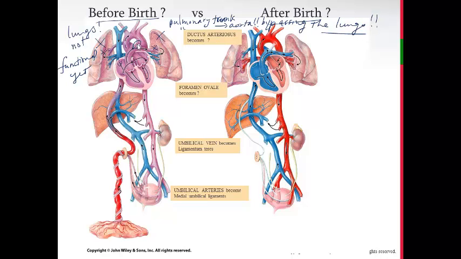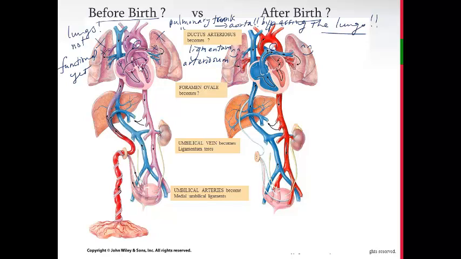Now, that's one structure over here. After birth, our lungs are working. They're happy and doing their job. So this becomes a fiber. And what do we call it? Our ductus arteriosus becomes a ligament. Ligamentum arteriosum. So it becomes a fiber and then it stays right over there.